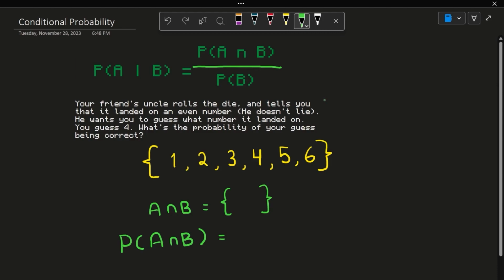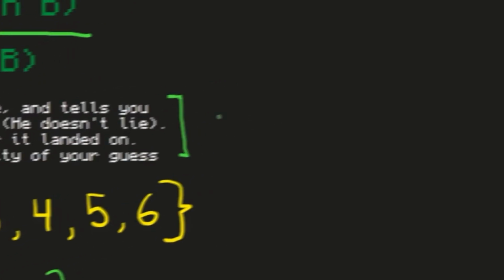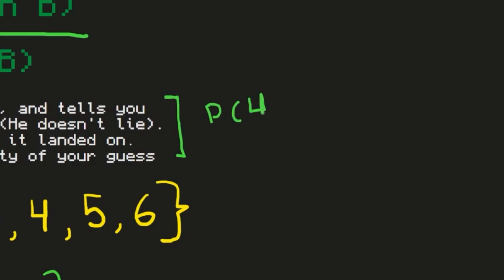Let's jump into this example real quick. Your friend's uncle rolls the die and tells you that it landed on an even number, and he doesn't lie, and he wants you to guess what number it landed on. You guess 4. What's the probability of your guess being correct? This is basically just asking you what's the probability of the die landing on 4 given that it landed on an even number. That's basically what it's asking you.